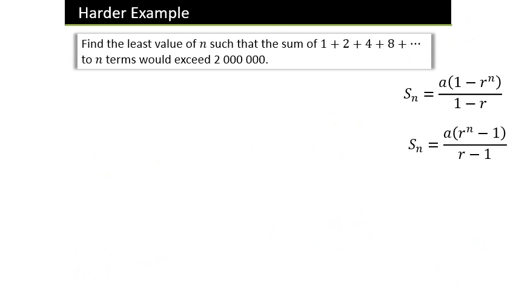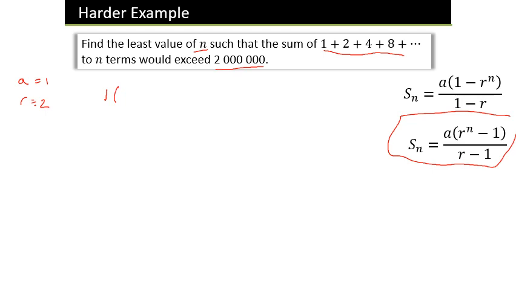A slightly harder example, year 12. Find the least value of n such that the sum of this series to n terms would exceed 2 million. First of all, let's begin by identifying a and r. So a is going to be 1 and r is going to be 2. Because r is 2, I would be inclined to use this formula here. So I can write 1 times (2^n minus 1), all over 2 minus 1, and we want that to exceed, so be greater than 2 million.